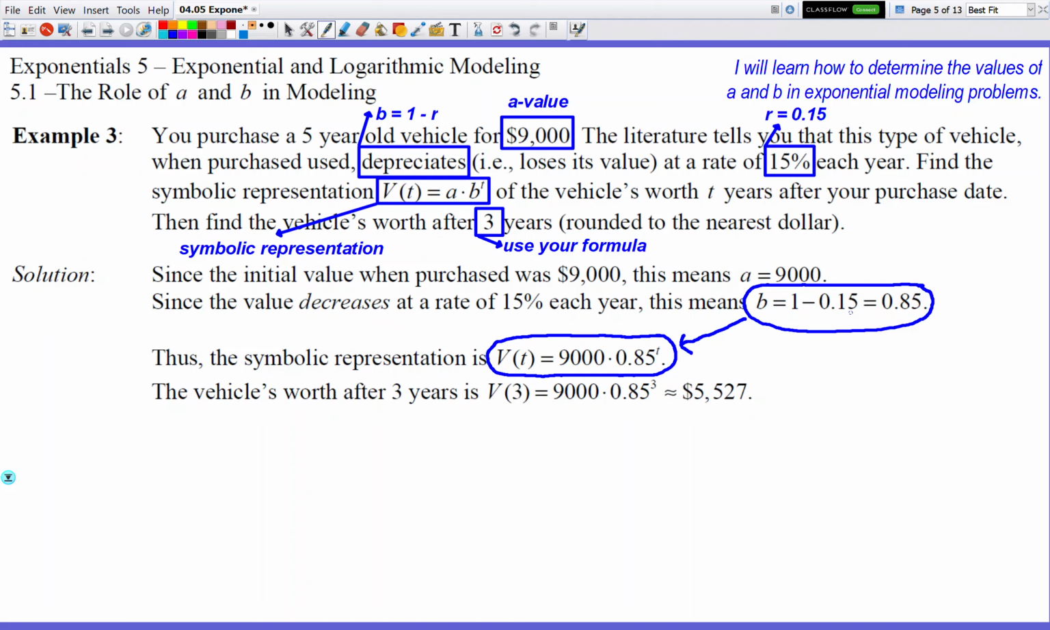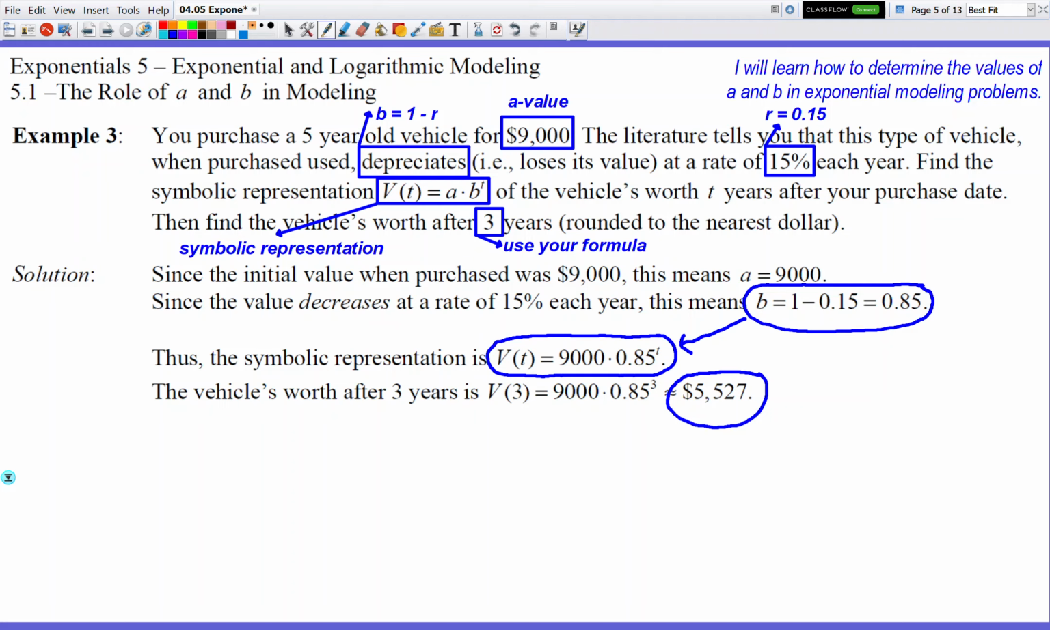Okay? Then in the scenario, it says use the formula and plug in the number 3 to see how much the vehicle is going to be worth after 3 years have passed. Since your vehicle price is going to depreciate, meaning it's going to get smaller, that's why your number is smaller than 9,000. It's at $5,527, which makes sense because, like I said, it's going to depreciate in value.